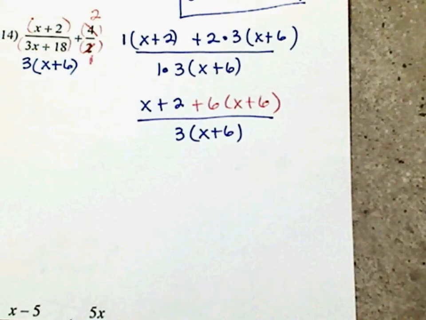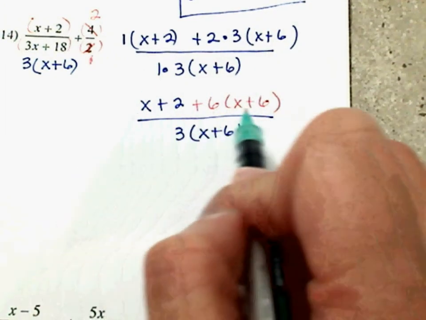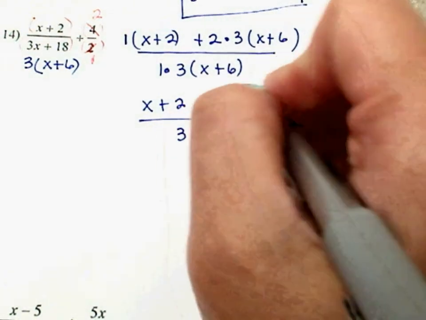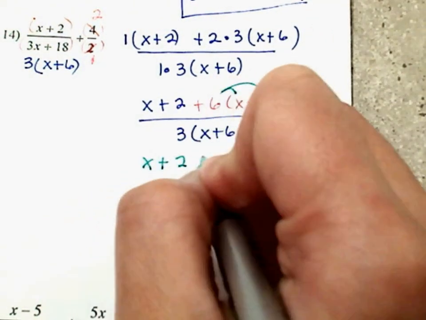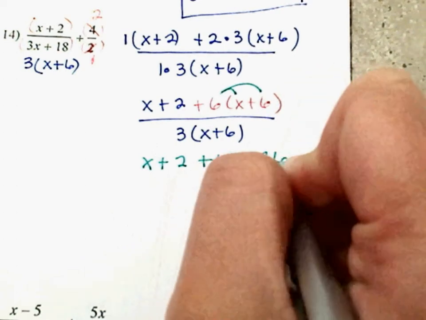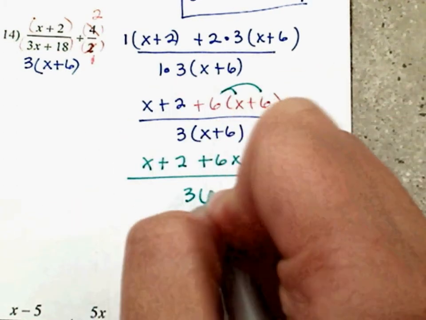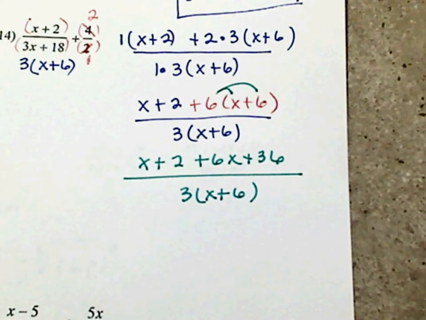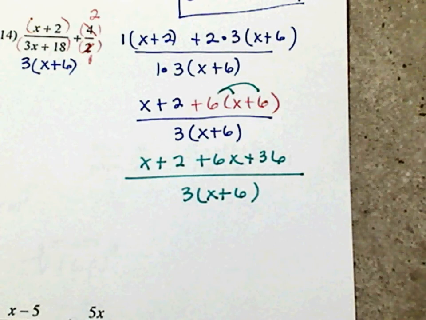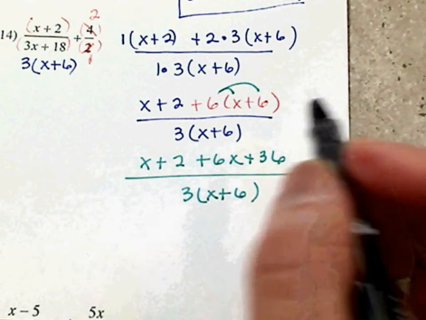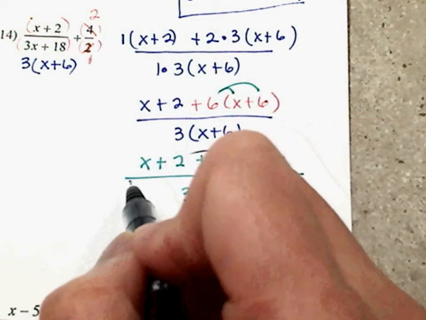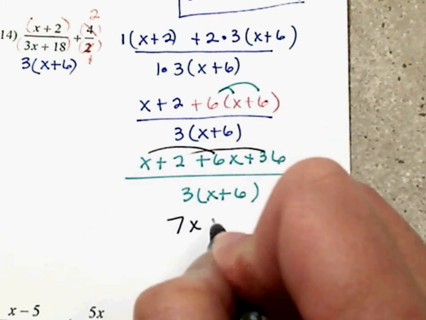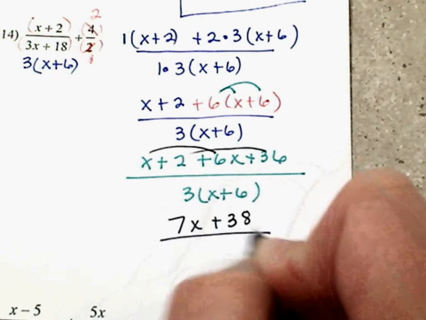Look at your numerator. Is there anything you need to do here? Distribute. Okay? So x plus 2 plus 6x plus 36 over 3 times x plus 6. Now what? What do you do next? Combine 2 and 36. Very good. What's x plus 6x? 7x plus 38 divided by 3 times x plus 6.